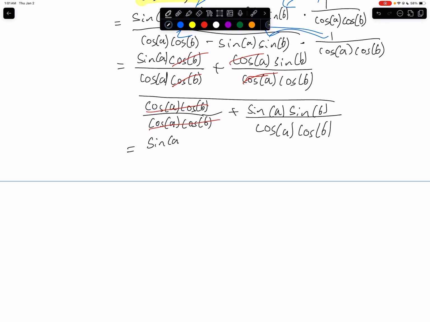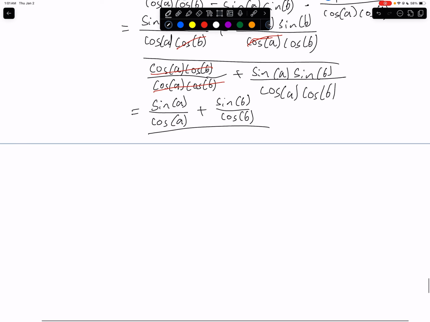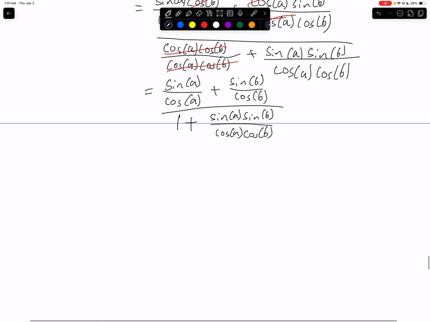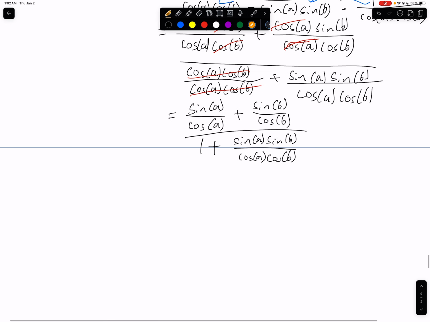Sine of a, and you probably can do this in your head. I'm just going to write it out for those who are not yet aware of the things that we can do after this, which is just applying some identities. So that over 1 plus sine a sine b over cosine a cosine b. Here, of course, this will just be sine of a over cosine a. We just went over that quotient identity, so that's just tangent of a. Again, sine b over cosine b is just tangent of b.